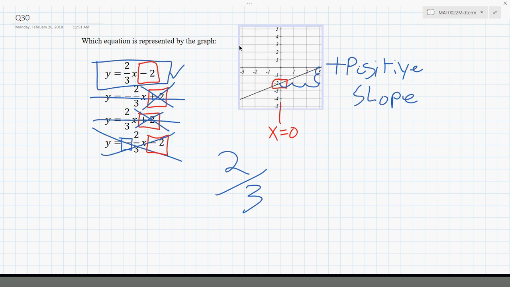Say it was going downwards like that, I would have gone, okay, I moved over 1, 2, 3, and I went 2 down, and that would be a negative 2/3. And that would be a negative slope. Right? We good with these? All right, I'm going to end the recording, and then we can have a Q&A session.